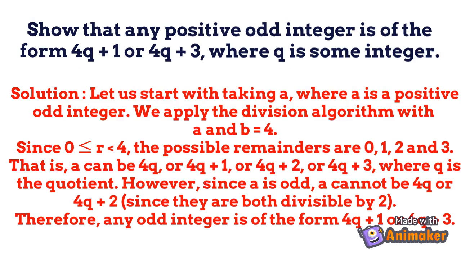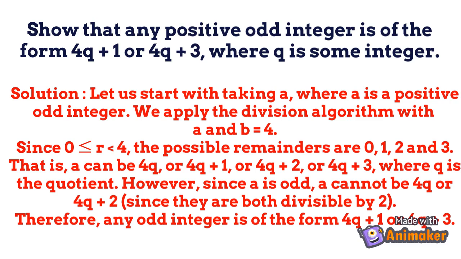Okay, let's see a problem. Here is a question: show that any positive odd integer is of the form 4q plus 1 or 4q plus 3, where q is some integer. So let's take a as a positive odd integer. Okay, and let's apply the division algorithm here.